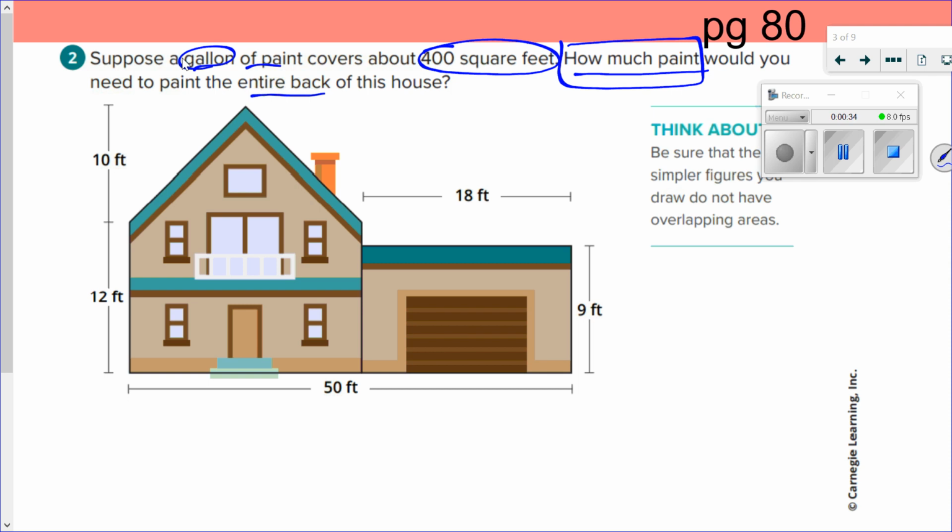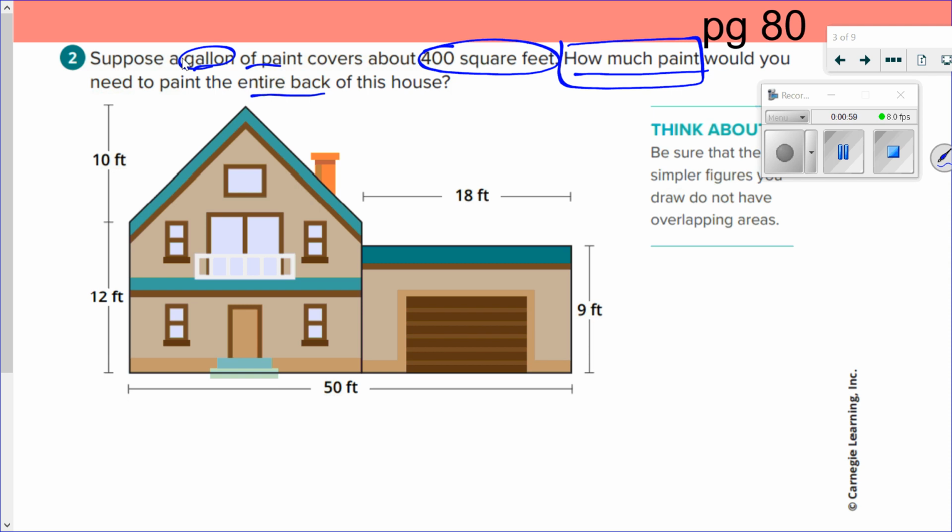So here's your task. We've given you enough information on the front side to break this into shapes that you understand the formulas for. Find the areas of those, and then you're going to put them all together to figure out what your total square footage is. And then use that information to figure out how much paint you need to cover the entire back.